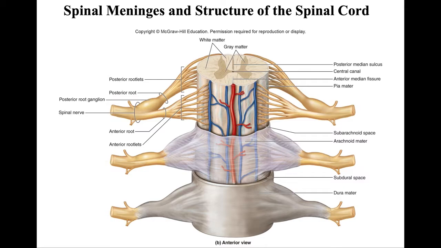Now what does that mean to us? It means that the sensory information goes into the backside of the spinal cord and the motor information comes out the front side of the spinal cord. Let me say that again before we move forward. Sensory information comes into the backside of the spinal cord and motor information leaves the front side of the spinal cord. Okay, next slide.